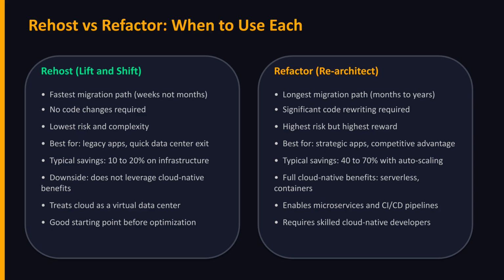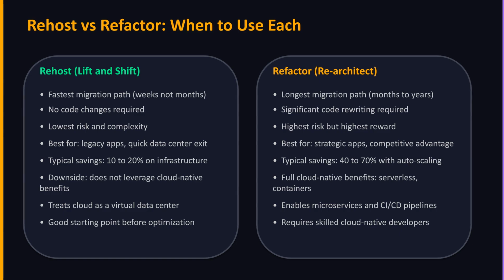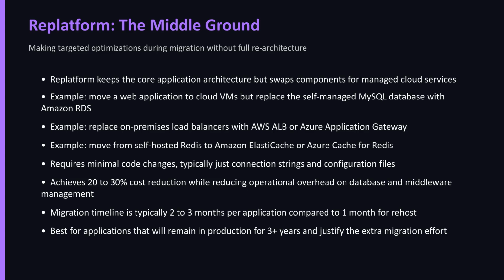Rehosting is the fastest path with the lowest risk, but refactoring, while complex and time-consuming, offers the highest reward by fully leveraging cloud-native benefits like serverless computing and auto-scaling. Replatforming serves as a middle ground. By keeping your core architecture but swapping components for managed cloud services, like moving to Amazon RDS or Azure Cache, you can achieve significant cost reductions and reduced operational overhead without the need for a full re-architecture.